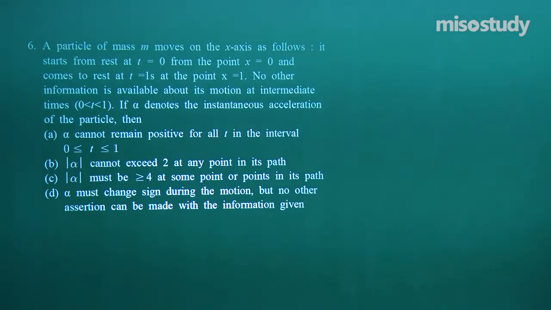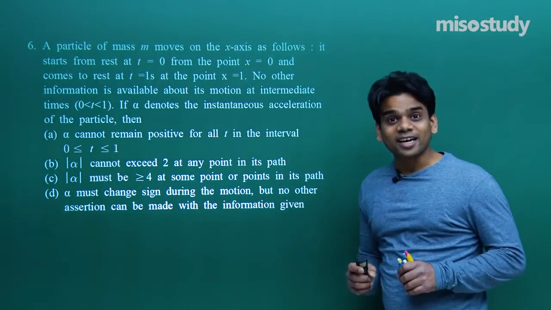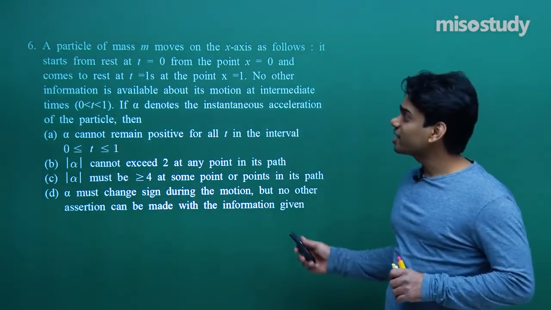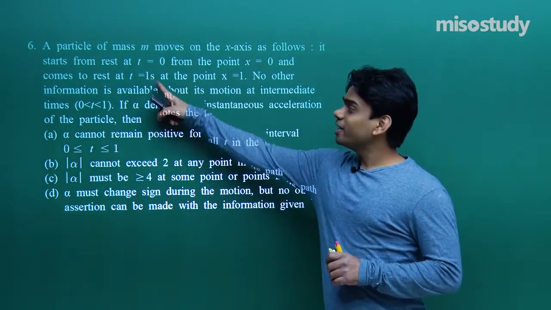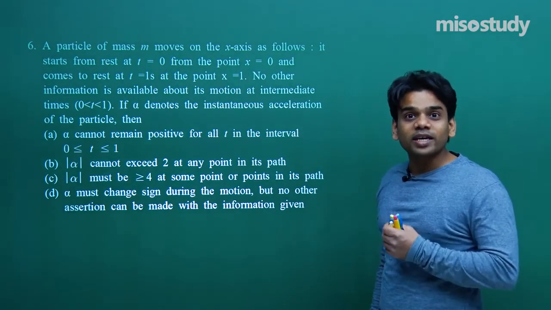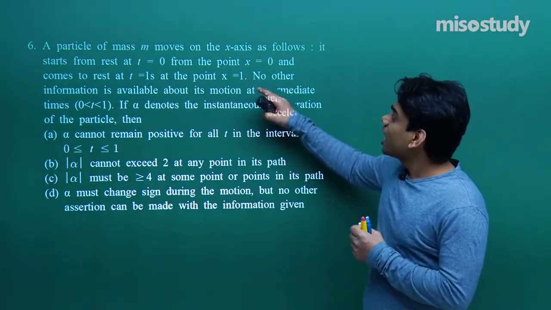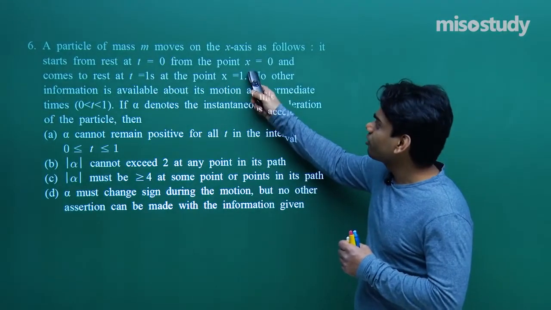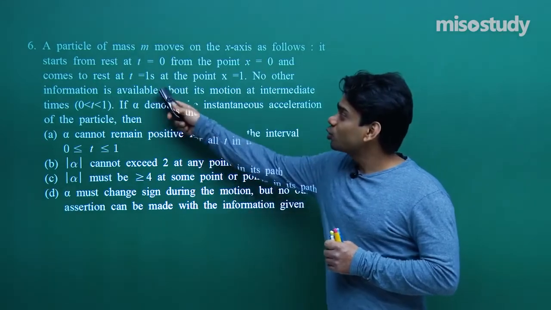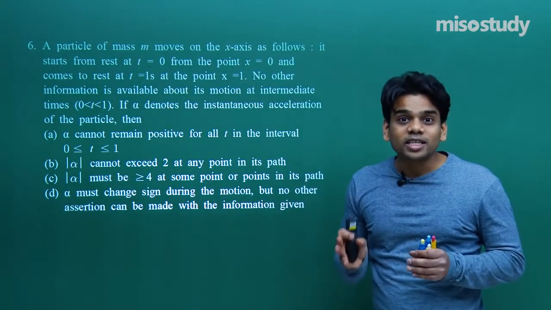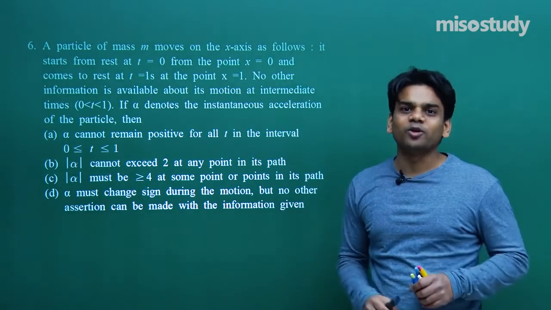So I believe that you would have taken down the question and read and understood it. Now you see here, it says that the particle is at rest at t equals 0 and at t equals 1 second. From t equals 0 to t equals 1 second, the particle would have traversed x equals 1. That means at t equals 0 it started from x equals 0, and at t equals 1 it is at x equals 1. That means the total displacement of the body will be of magnitude 1.